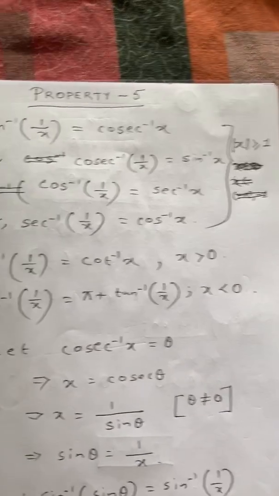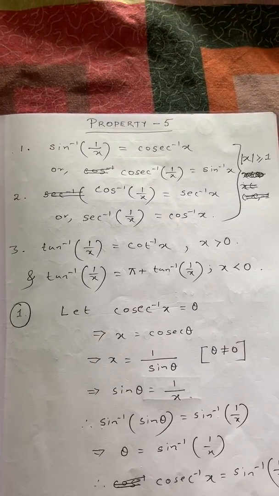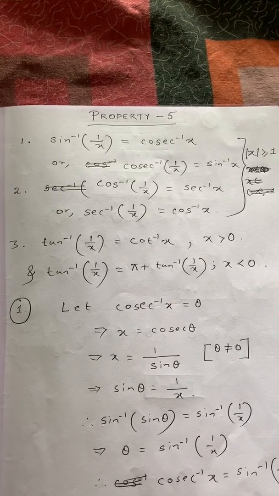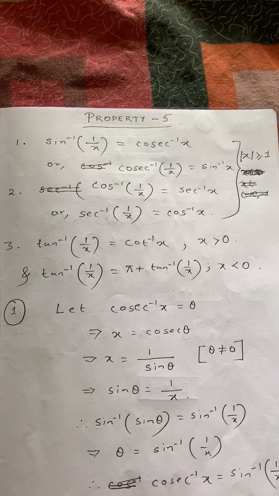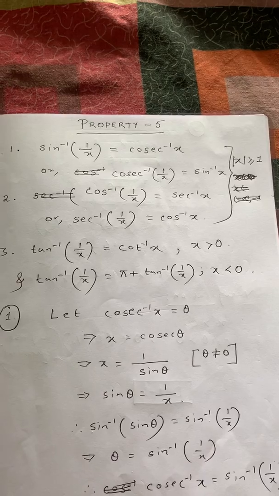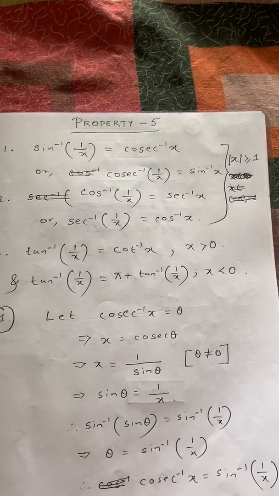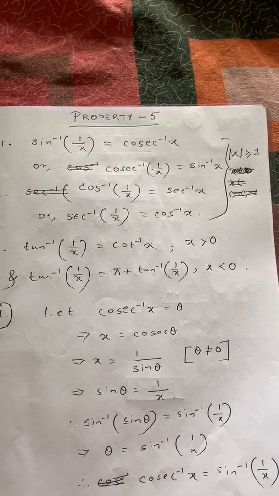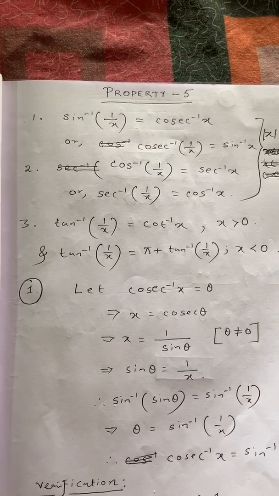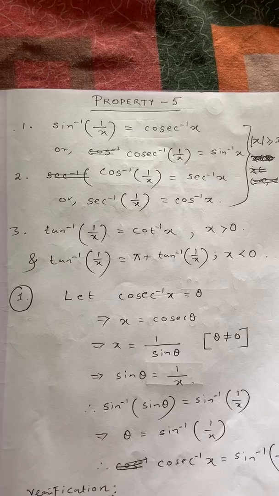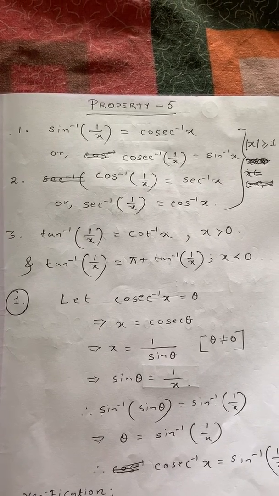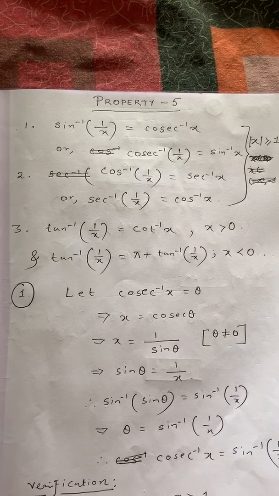Now let's discuss property number 5. It's another important property. See rule number 1: sine inverse 1 by x is equal to cosec inverse x, or we can write cosec inverse 1 by x is equal to sine inverse x. Look at the range. Property number 2: cos inverse 1 by x is equal to sec inverse x, or sec inverse 1 by x is equal to cos inverse x.